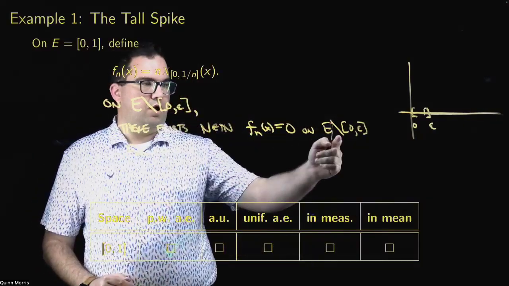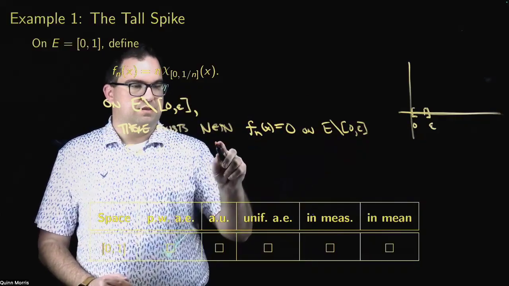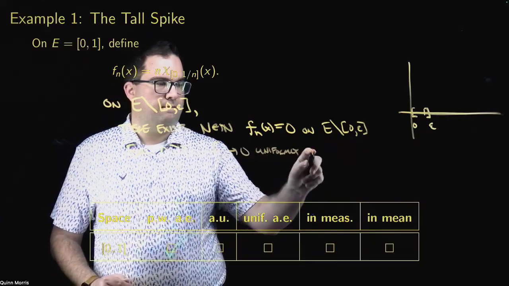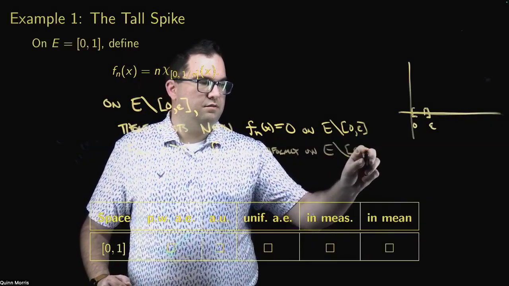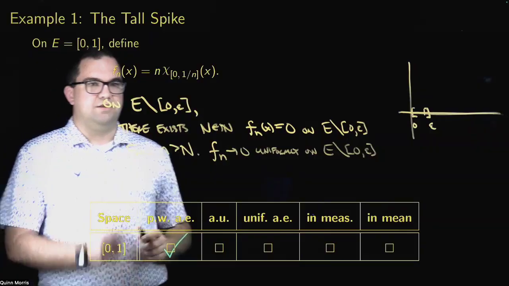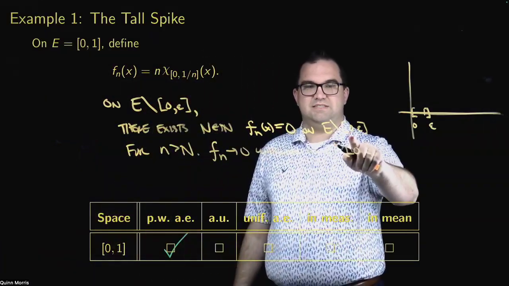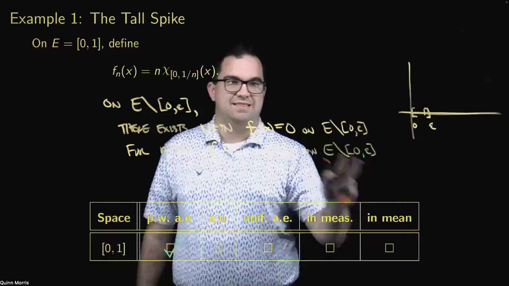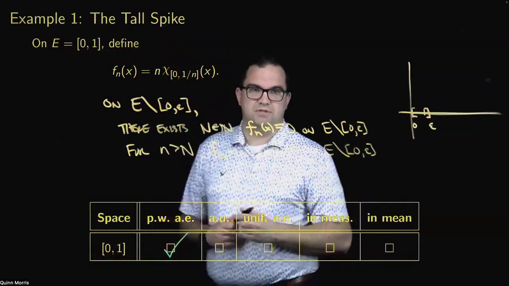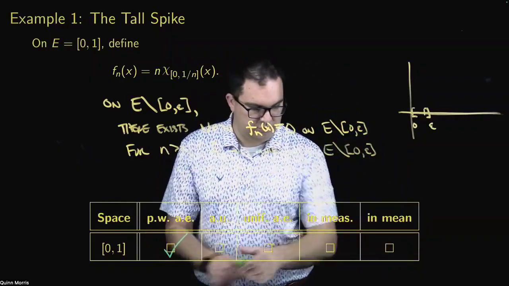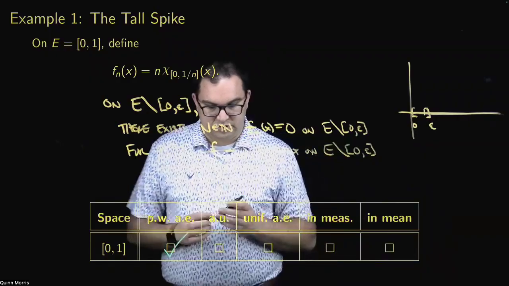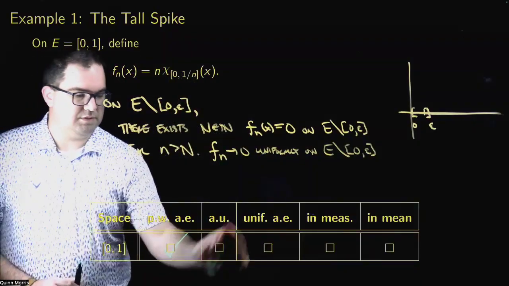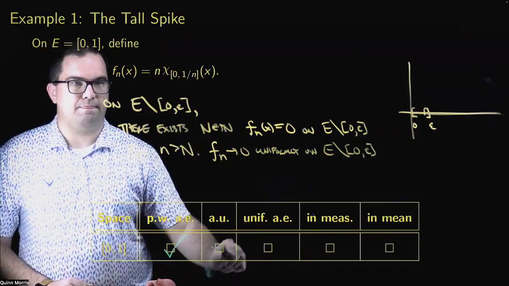And so since f sub n is 0 for all n beyond capital N, this means that f sub n converges to 0 uniformly on E delete this set 0 epsilon, okay? So I can do this for every epsilon. I can find this set so that f sub n converges uniformly on E delete that set, and that set has measure not more than epsilon, okay? So in addition to converging pointwise, this also converges almost uniformly. Oops, I think I missed the checkbox there. Okay.